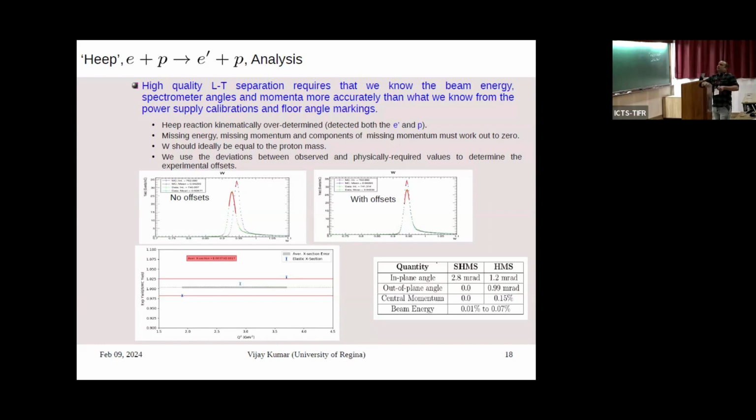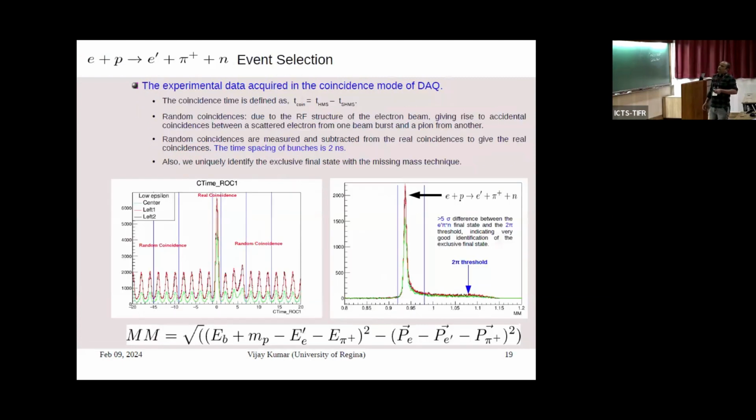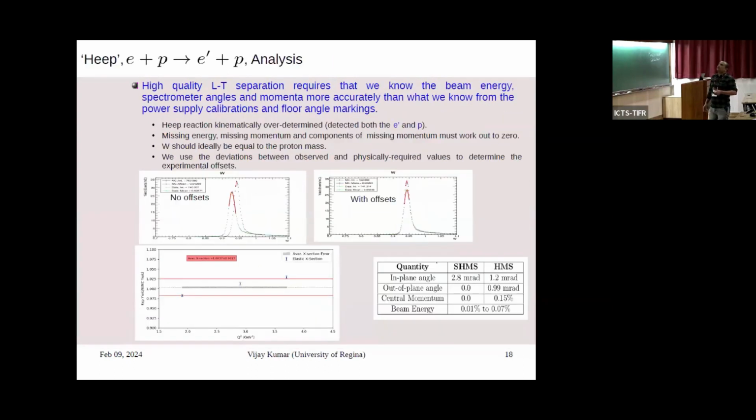So when I did all this multiple-variable study from this reaction, I actually measured the offsets required for the experimental data: the in-plane angle, the out-of-plane angle, the center momentum, and the beam energy offset. When I applied all these offsets and again did the same study, we can see everything perfectly matching between Monte Carlo and experimental data.